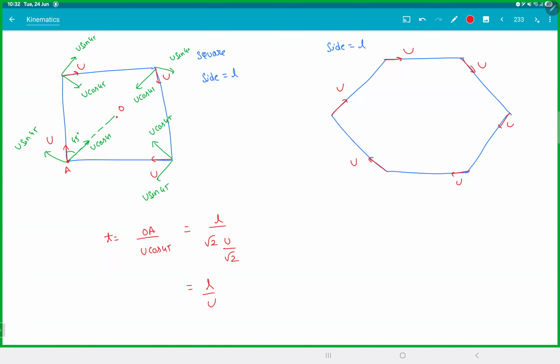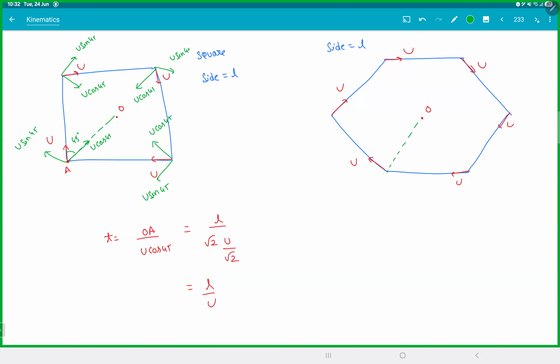What about the hexagon? Try. 30 seconds. Right, there, this is the center.